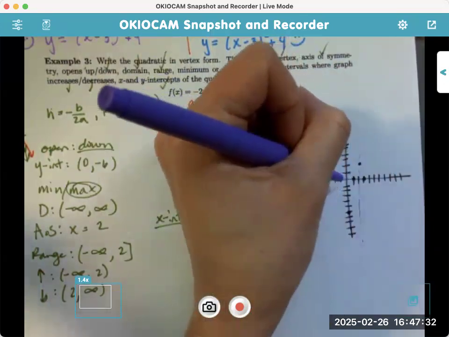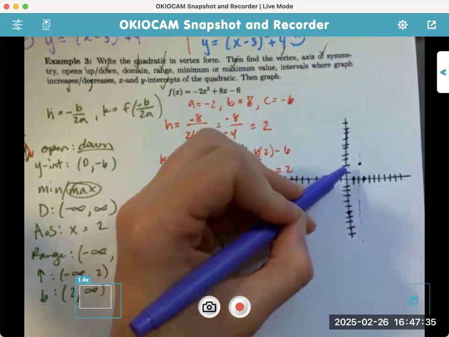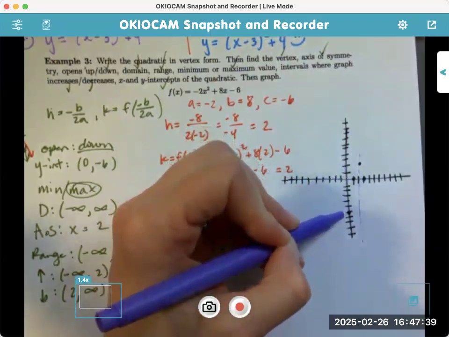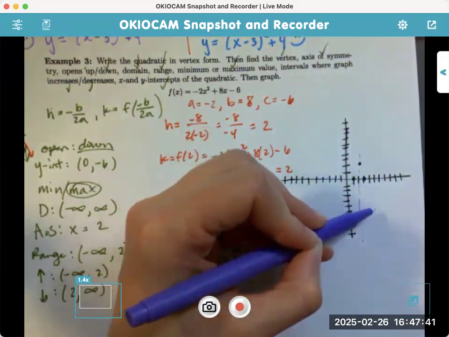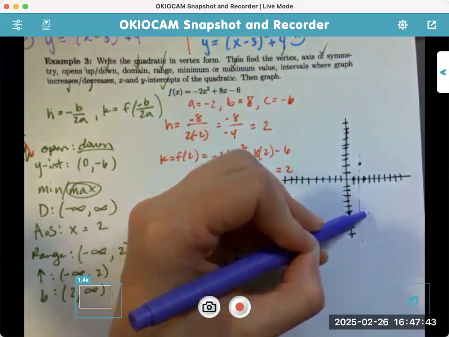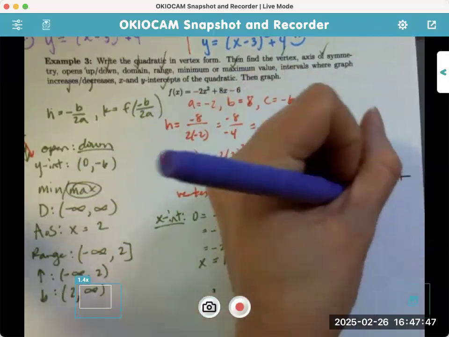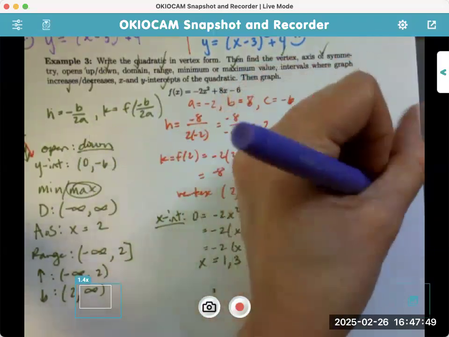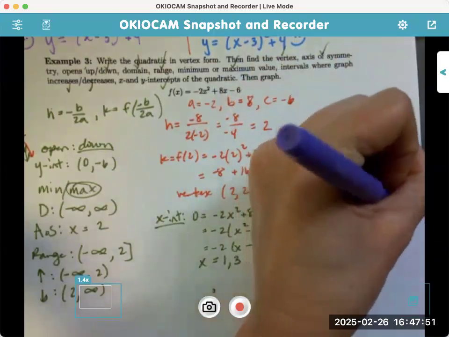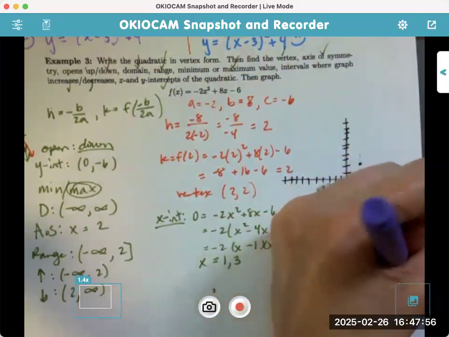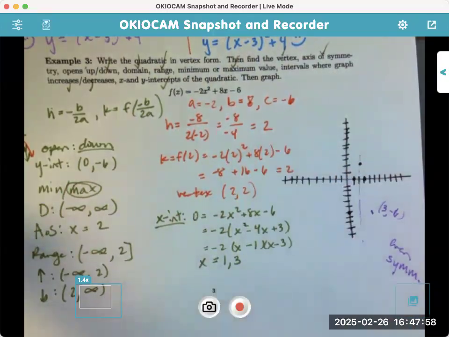So if 2 to the left of the vertex, we have a y of negative 6, then 2 to the right of the vertex, we also have a y of negative 6. So we also know we have this point right here of 3 comma negative 6 because this has even symmetry. Okay, we have even symmetry.